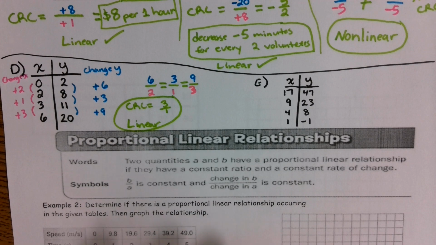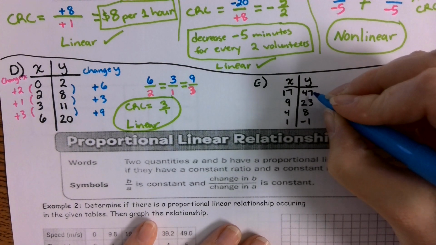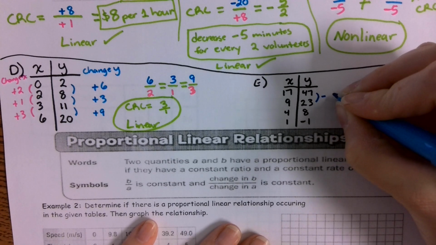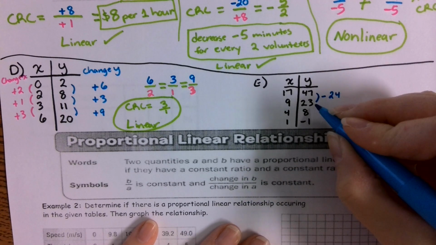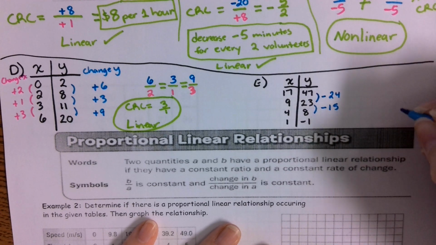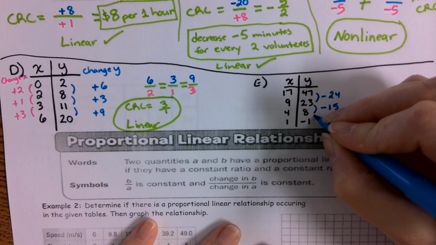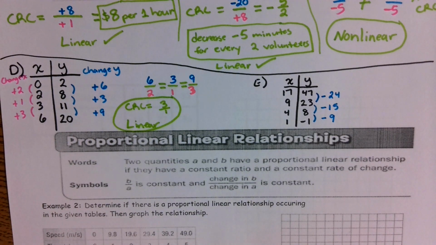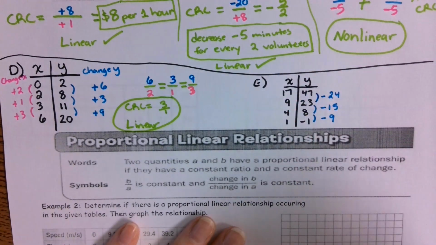If we're taking a look here, that change of y, we're going from 47 to the 23. That means that we are decreasing, and we're decreasing in this sense by 24. From 23 to the 8, we're decreasing again, but this time by 15. And then from 8 to the negative 1, we're decreasing again, but this time by the rate of negative 9. Okay? For the change of the x, we happen to also be decreasing.